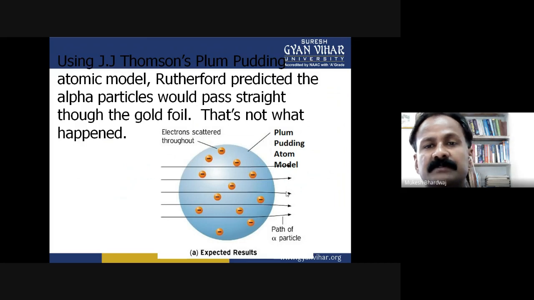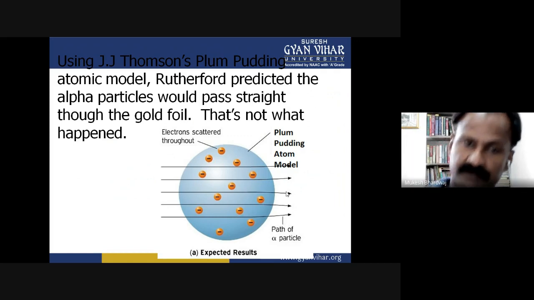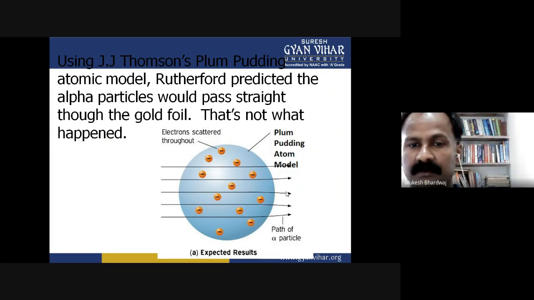Using J.J. Thomson's plum pudding atomic model, Rutherford predicted the alpha particles would pass straight through the gold foil. That's not what happened. In the plum pudding atomic model, electrons are scattered throughout, and the path of the particle passes on through the gold foil. So that was what was expected at the time.